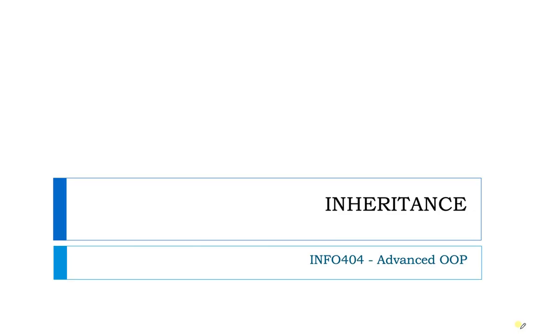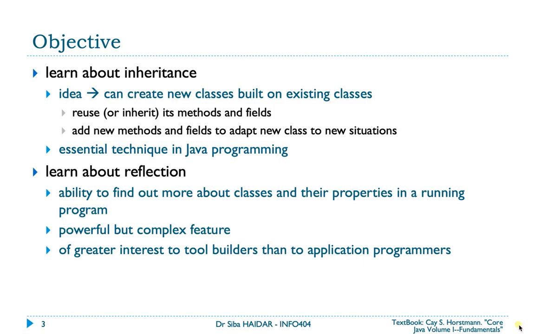So let us begin with the inheritance chapter, and in this chapter we will have two main objectives. First, learn about inheritance, and then learn about reflection. We all know what inheritance is. The basic idea is that you can create new classes built on existing classes, where you can reuse, or technically inherit, the methods and fields. And we can also add new methods and fields to adapt new classes to new situations.